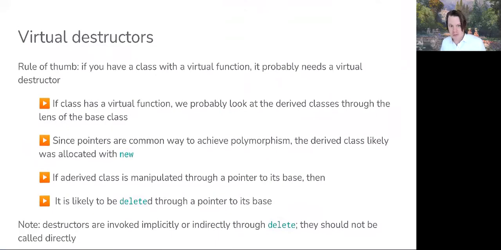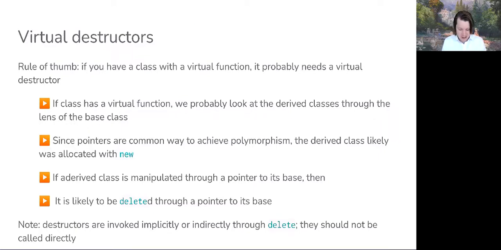So here's a rule of thumb. If you have a class with a virtual function, it probably needs a virtual destructor. If the class has a virtual function, we probably look at the derived class through the lens of the base class. Since pointers are a common way to achieve polymorphism, remember, we only get that polymorphic behavior if we're looking at a derived object through the lens of the base class. To do that, it's either through a reference or a pointer to the base class type.